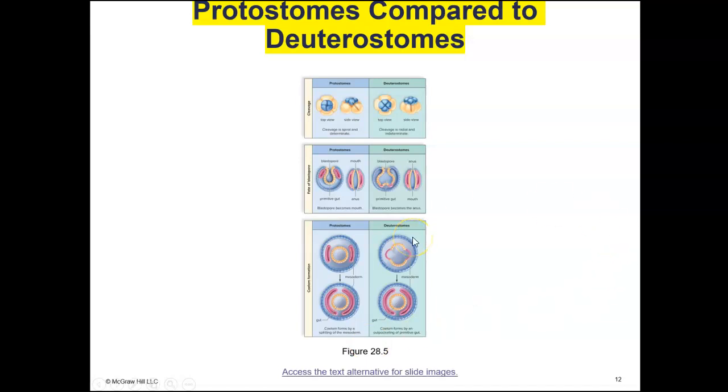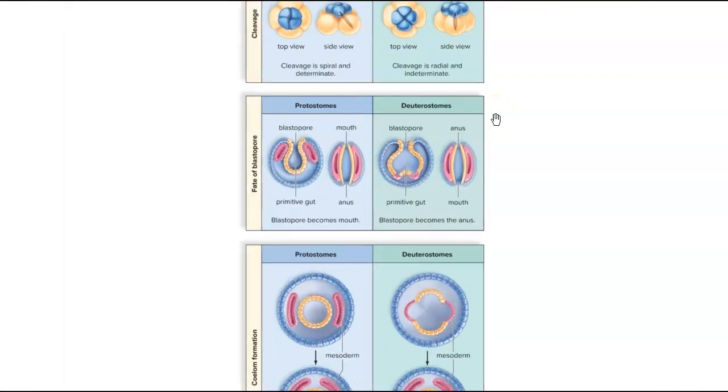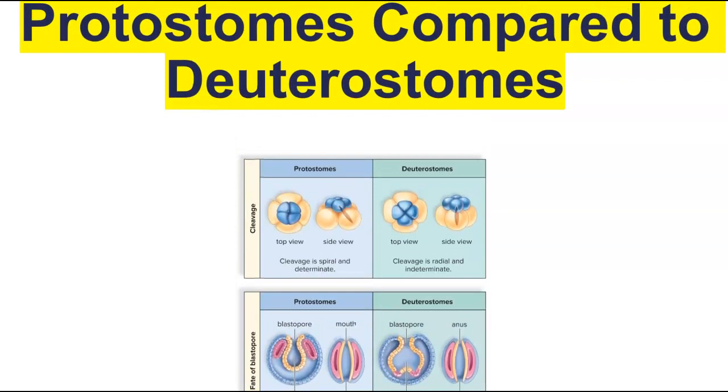And here you can see a comparison of protostomes and deuterostomes. So let me blow this up. In protostomes, you can kind of see what is meant in the picture by spiral and determinate cleavage. That's what protostomes have: spiral cleavage, and it is determinate. And then deuterostomes have radial and indeterminate cleavage. So the best thing here, honestly, is just to memorize that information.